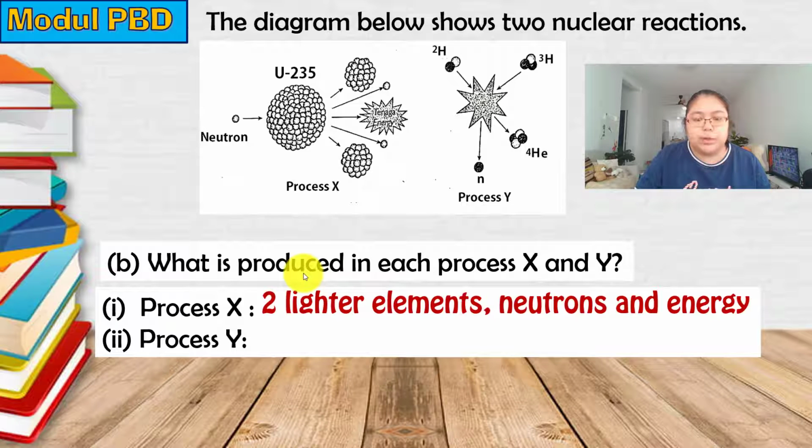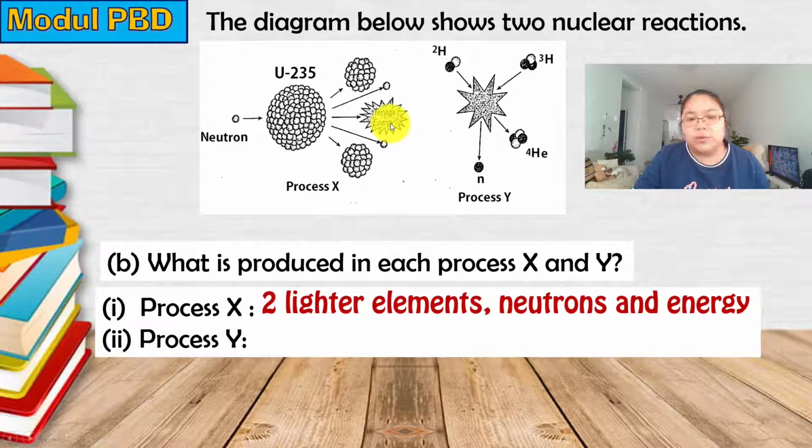What is produced in each process X and also Y? They ask you what they produce. So from here we can see the process X. What they produce, the first one is 2 lighter element. Okay, we can say there's a nuclei, then also the neutron, and also the energy.